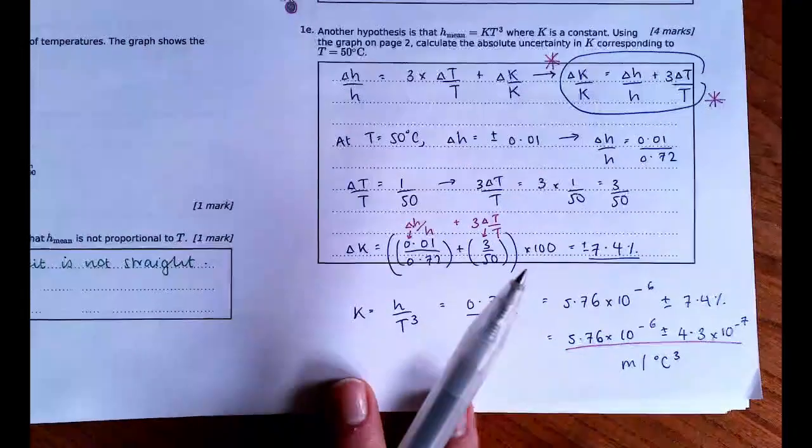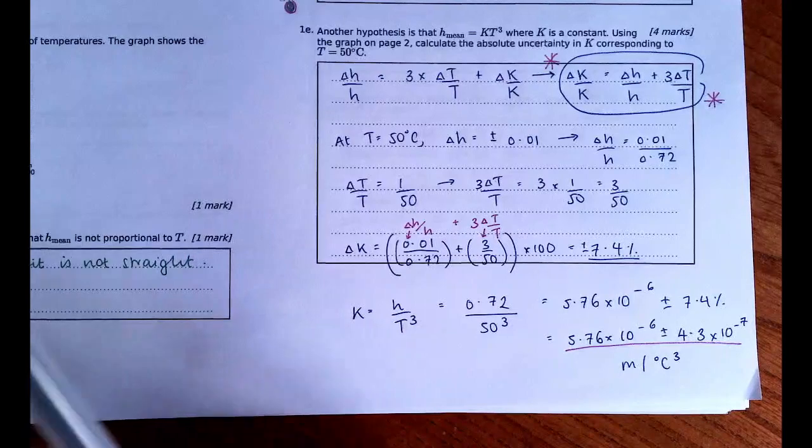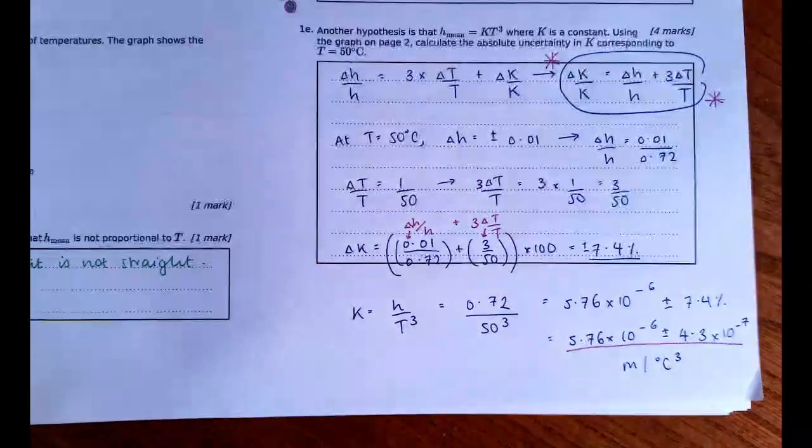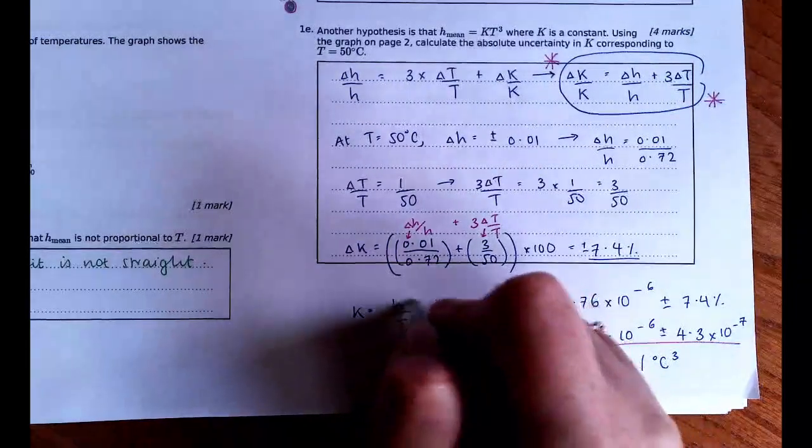Let's see if I can fit all of it on the page. So it tells you an equation for H mean is given by KT cubed, and K is a constant. And you have to calculate the absolute uncertainty in K. Now in order to do that, you're also going to need the value of K. So that's maybe the first bit to point out.